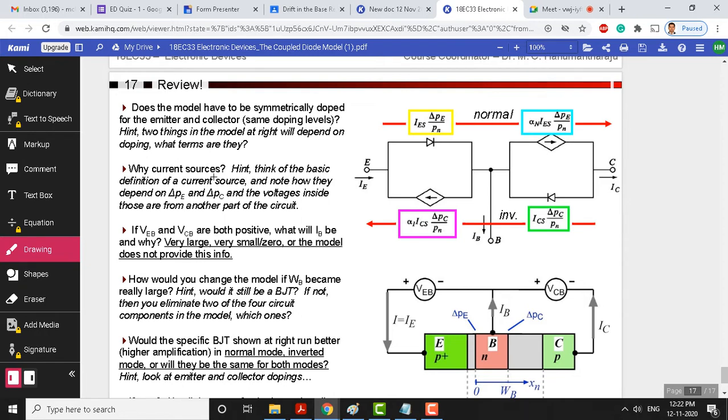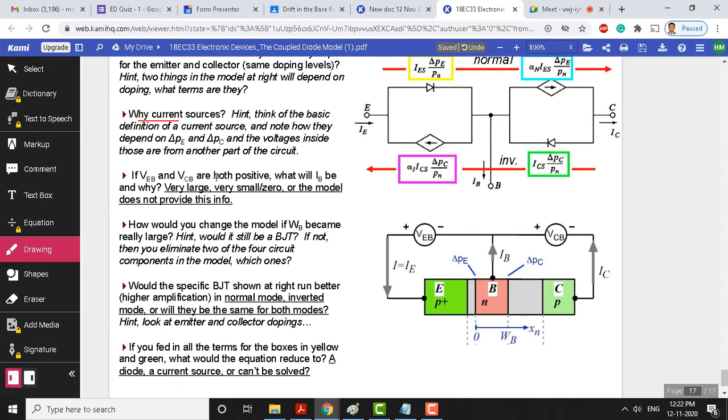Why current sources? This we have told many times. Think of the basic definition of a current source and note how they depend on delta P and delta PC, and the voltages inside those are from another part of the circuit. Just think of this, why current sources are required. Also, if VEB and VCB both are positive, okay, what will be the base current and why is the base current flowing? Is it very large or very small or 0, or does the model not provide this information? Just think about this also.